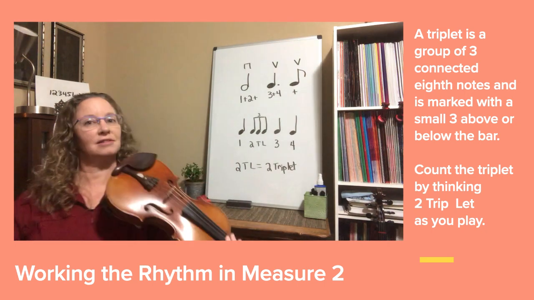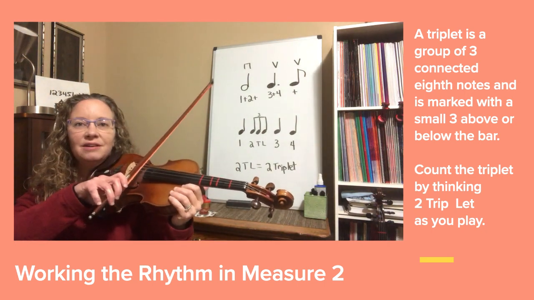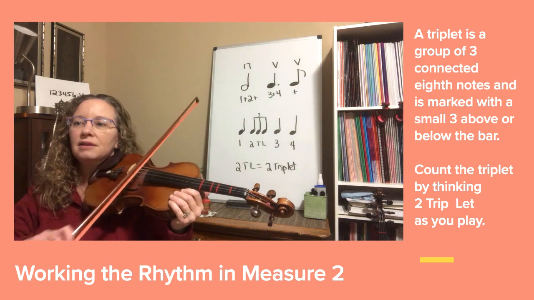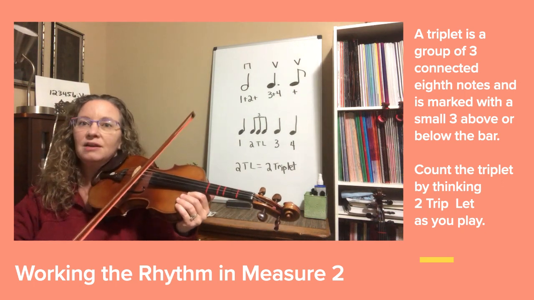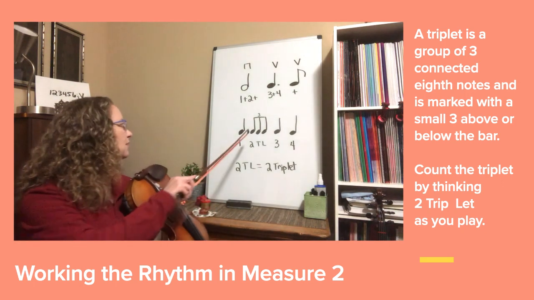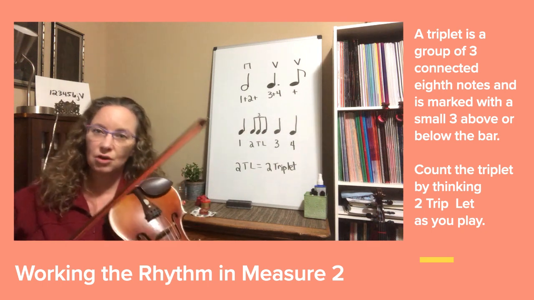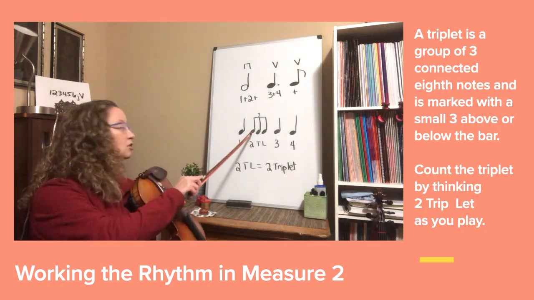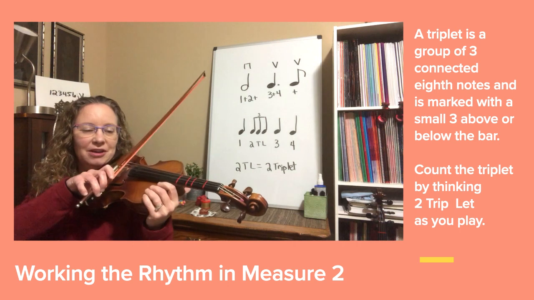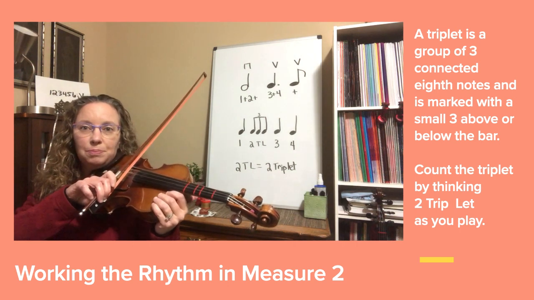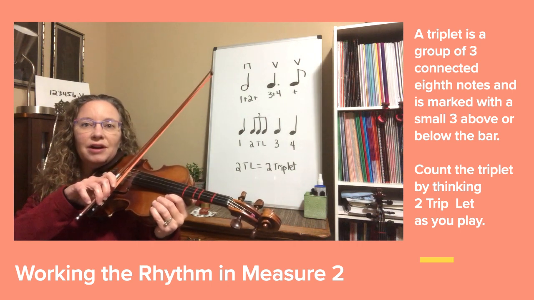Let's try that on our D string. 3, 4. 1, 2 triplet, 3, 4. So I do give a little extra emphasis to that first note, and it is an up bow, the first note of the triplet. So here we are again. 1, 2 triplet, 3, 4.